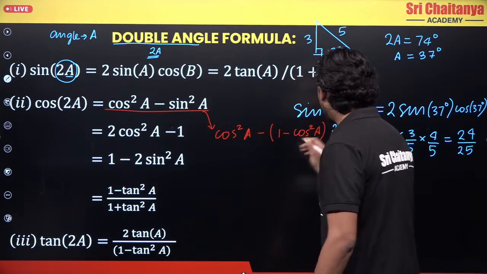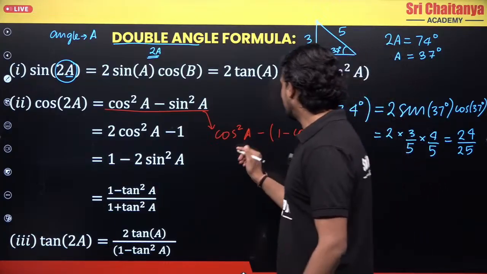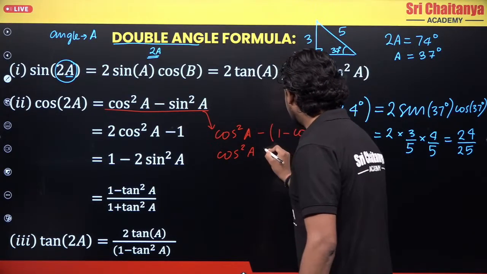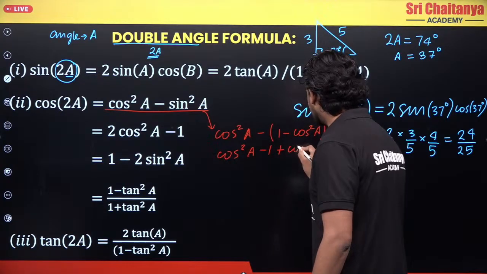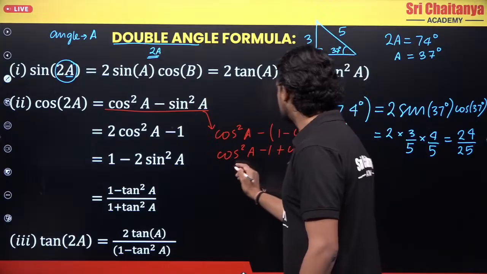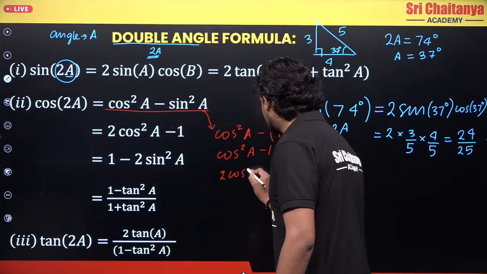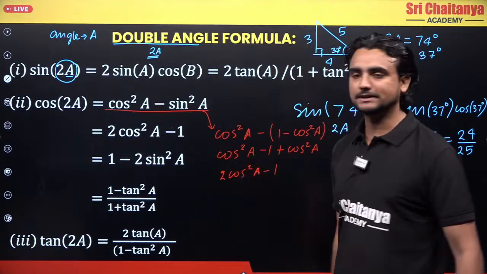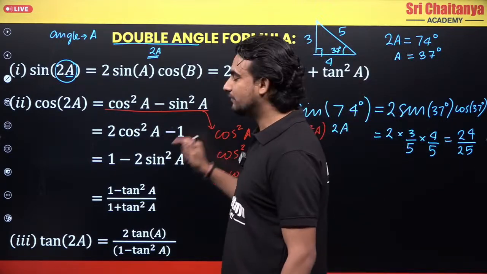Okay, so I hope this is understandable here. So what can be this? This can be written as cos square a minus 1 plus cos square a, right? So this will become cos square a plus cos square a, this will become 2 cos square a minus 1, right? So this is how you can derive this formula.